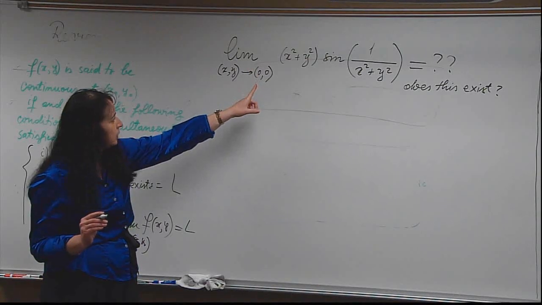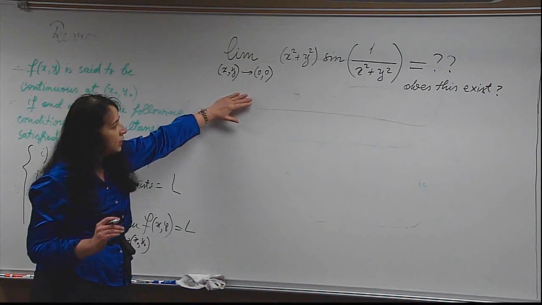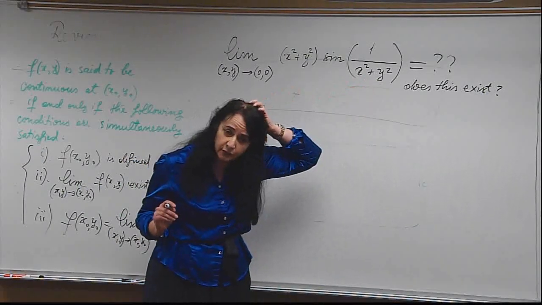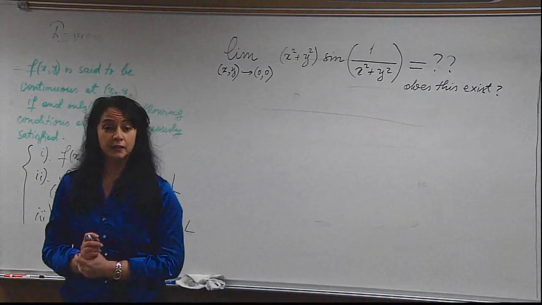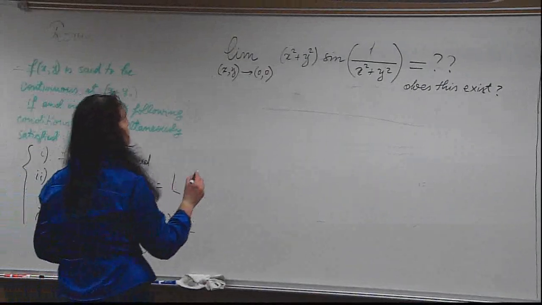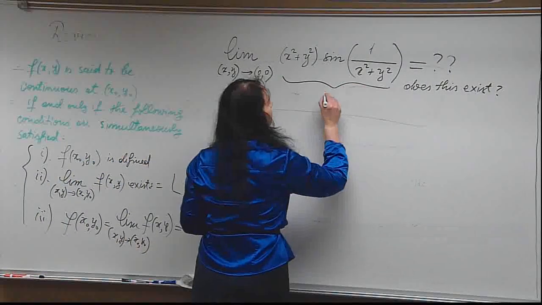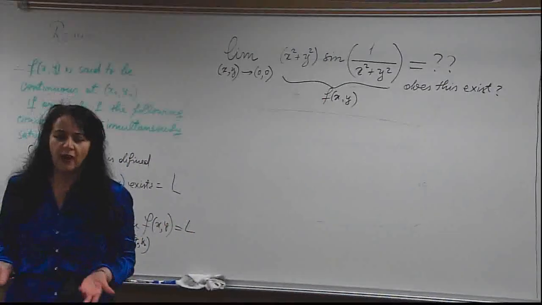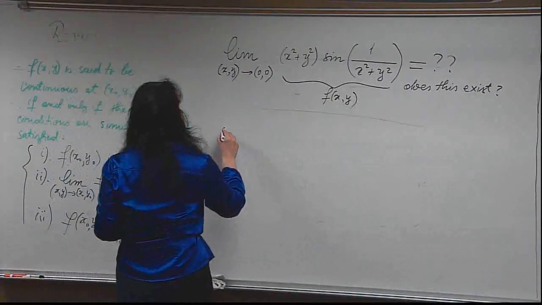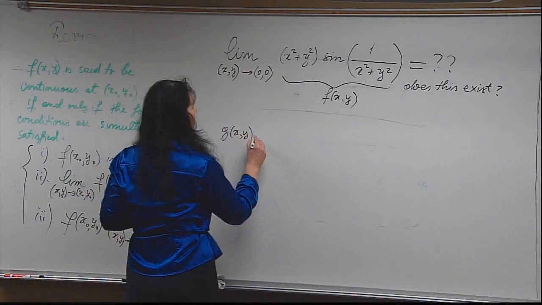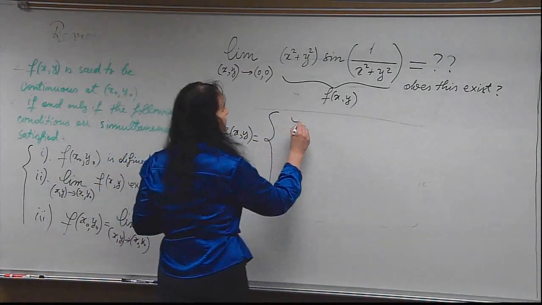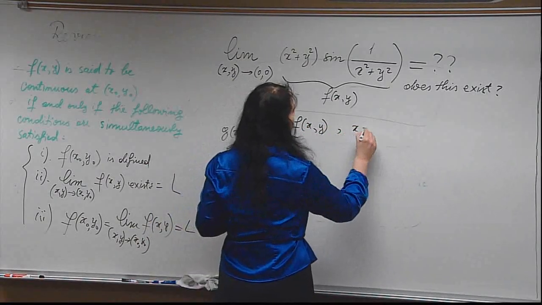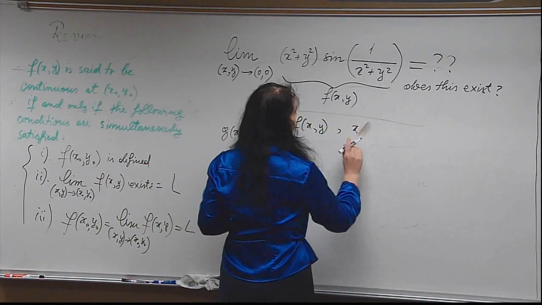Is it continuous? Well, you say, Magdalena, come on, you cannot have this continuous at (0, 0) because it's undefined at (0, 0). Yes, but maybe I can extend it by continuity. So let me introduce, this is my favorite, f of (x, y), which is not defined at (0, 0). But how about g of (x, y) as being my f of (x, y) for any (x, y) different from (0, 0).